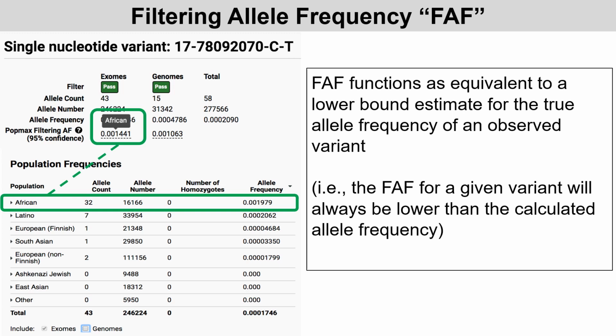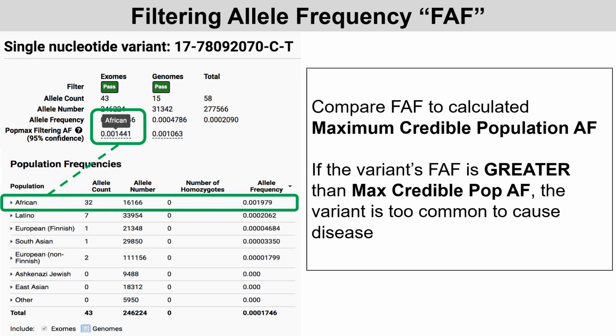And so this popmax filtering allele frequency will always be lower than the calculated one because it is building in this confidence interval to indicate what potentially the true allele frequency of this variant could be in the larger population. So it is a conservative way of looking at what the true allele frequency for a variant could be. And so we recommend that once you've calculated what your BA1 or BS1 threshold is, you then compare it for any given variant to that variant's filtering allele frequency to determine if this criteria is met or not.